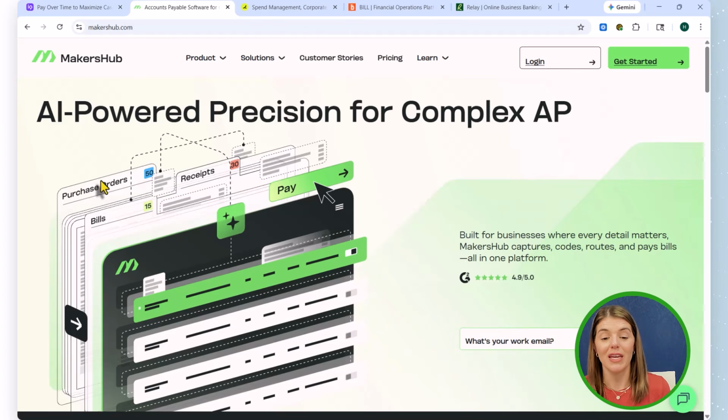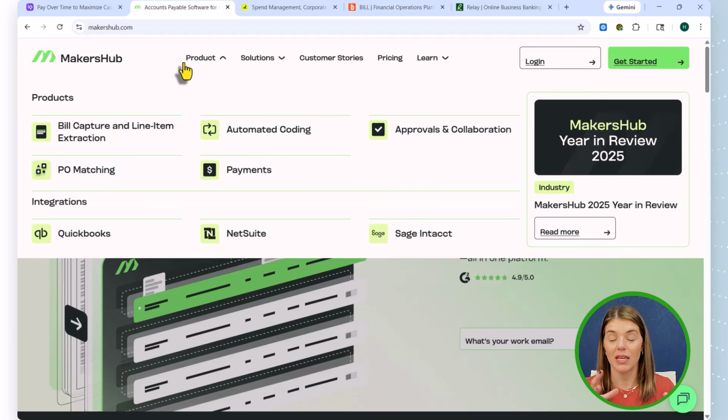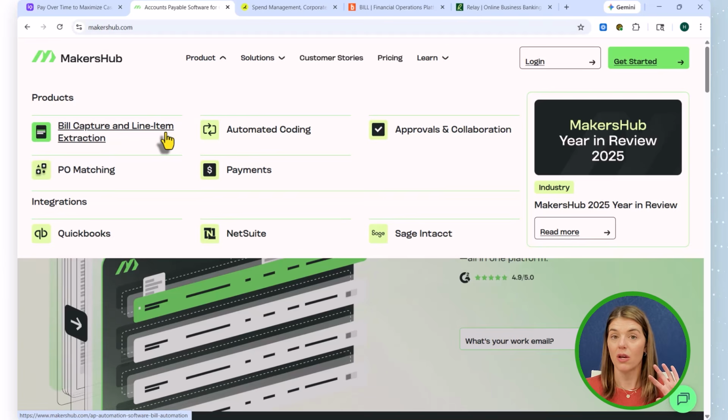So MakersHub is a really awesome solution if you have very detailed bills, because they have a very good AI-enabled capturing of bill pay. And the real thing is the line item extraction. That's one of the things that puts MakersHub really above and beyond all the other players that I've seen so far, is that not only do they have line item extraction, but the AI is very good, and it actually learns over time. So it's not just, if something doesn't line up, you're going to have that same issue every time you upload a bill from that vendor. You can actually train the system over time, and it's really cool.